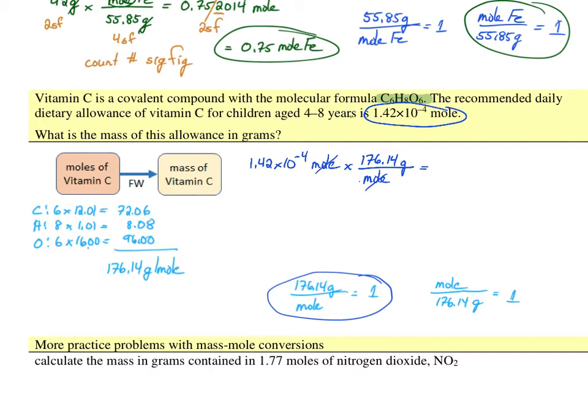If you're having issues using your calculator with scientific notation, see me or a TA to get that straightened out. Once we do this calculation, we multiply these two numbers together. We see it's 0.02501188 is our calculator answer.